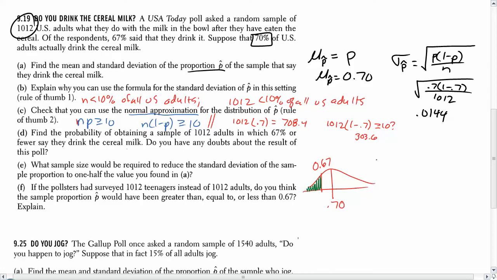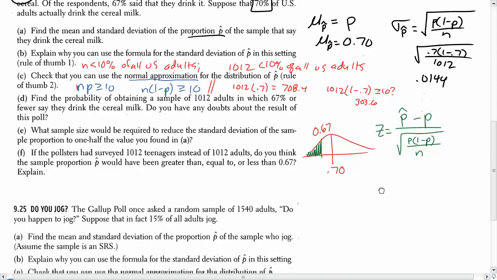Then your z-score formula. Z equals p hat minus p. So it's the statistic, the number describing the sample, minus the parameter for the whole population, divided by the standard deviation. For sample proportions, it's p(1 minus p) over n, square root of all that.